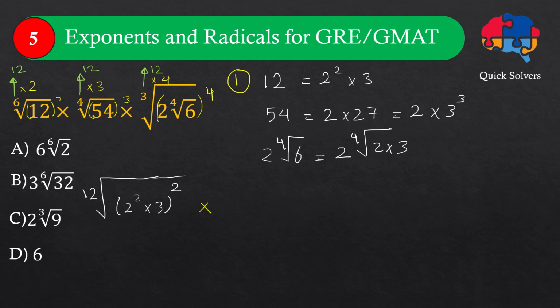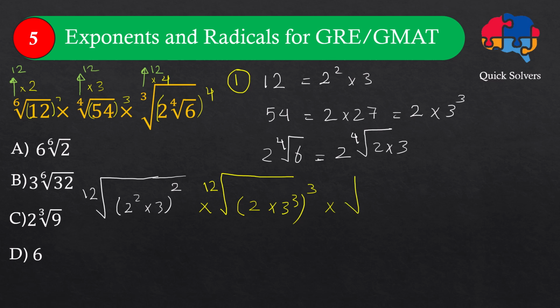And for the second term, again, the index is 12. And instead of 54, I will write it as 2 times 3 to the power of 3. And since I have raised the index from 4 to 12, then I need to raise this 54 or its equivalent to the power of 3. That means I have power of 3 here.